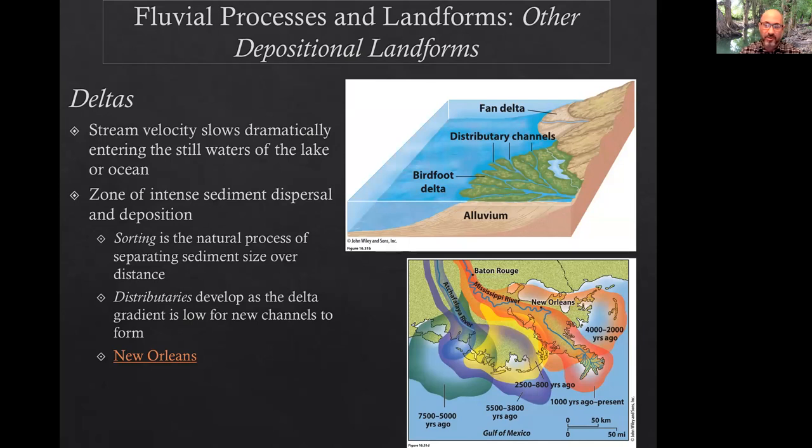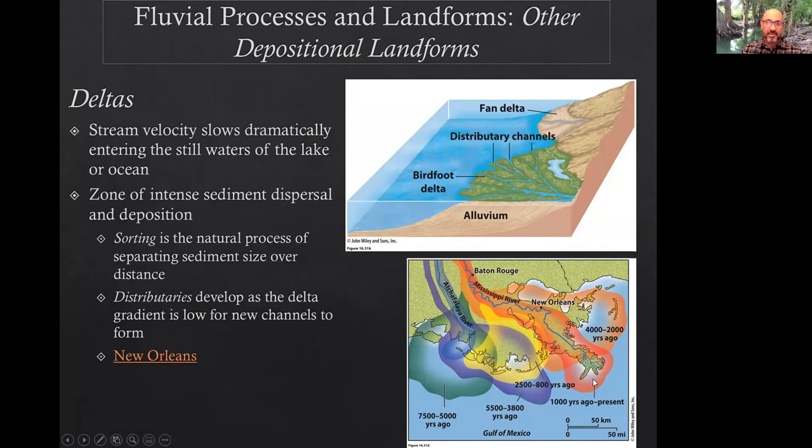When stream channels meet major bodies of water, the sediment drops out in the process. It's called sorting, that I talked about just a little bit ago. And the distributaries are all developed within the delta that carries the water out in a very broad pattern. If it becomes large enough, it can be called a bird foot delta. Example would be New Orleans and the Mississippi area, the Mississippi River Delta.